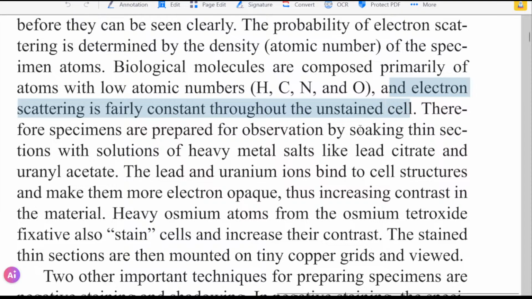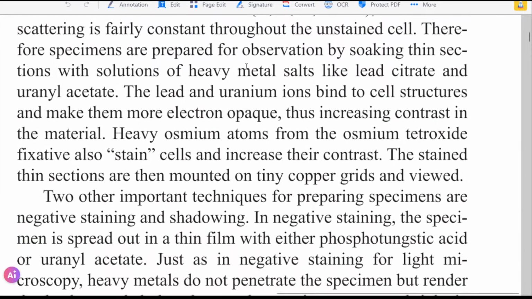If you don't stain them, the scattering is almost the same because they all have low atomic numbers, right? So the scattering is not that much different. Look at their atomic numbers: C is 6, N is 7 and O is 8. Therefore, specimens are prepared for observation by soaking thin sections with a solution of heavy metal salts like lead citrate and uranyl acetate.